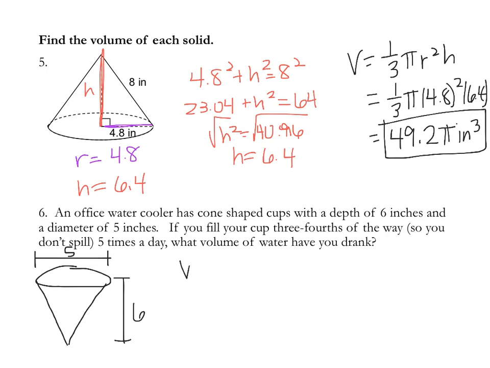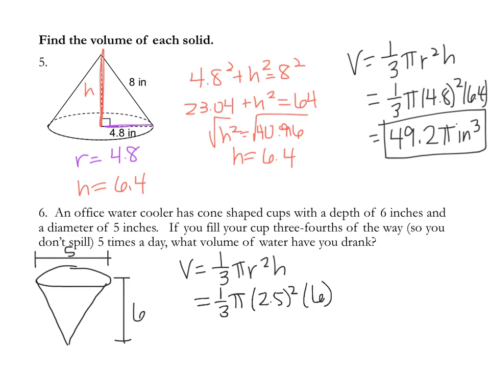So we know we're trying to find the volume here. That's 1/3 pi r squared h. And I can fill that in. R is going to be half of 5, so R is going to be 2.5. And the height is that depth of 6. And then I'm going to have you guys go ahead and put that in the calculator. So you get 12.5 pi if you put that in the calculator.